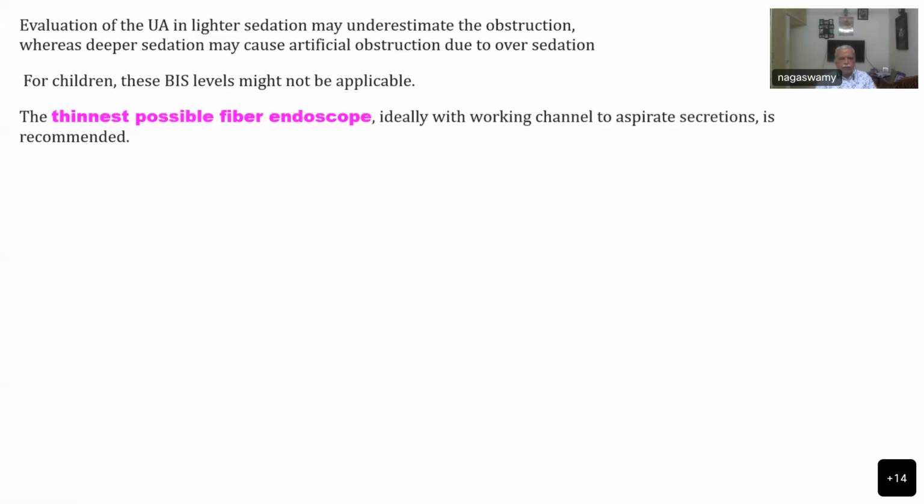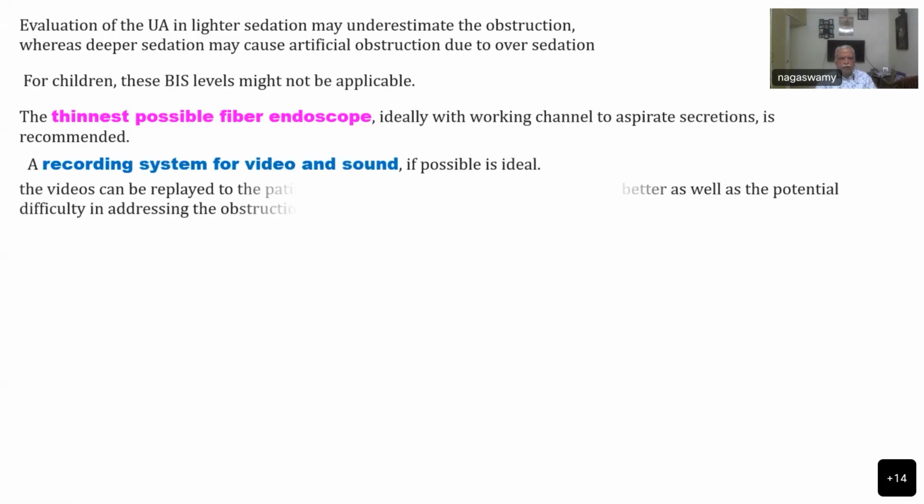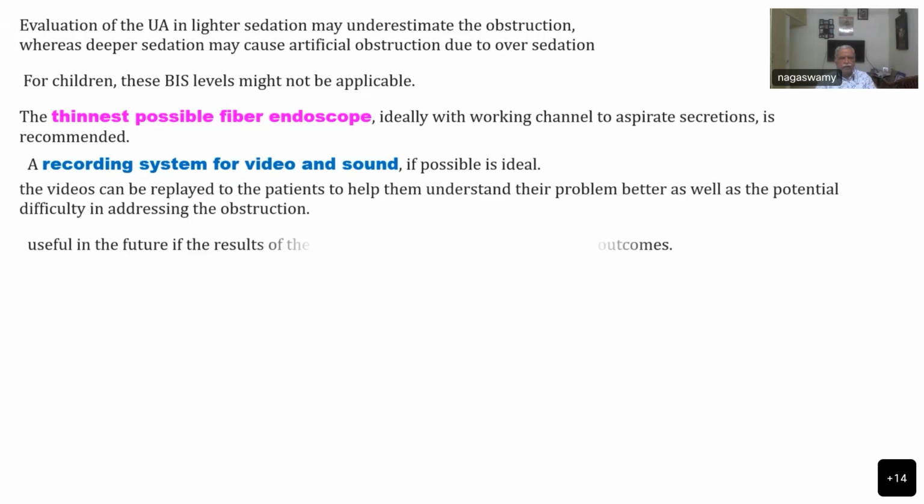And the thinnest possible fiber endoscope, ideally with a working channel to aspirate secretions, is recommended. A recording system of video and sound, if possible, is ideal. The videos can be replayed to the patient to help them understand their problem better as well as potential difficulty in addressing the obstruction, and useful in future for surgeons if any surgery is planned.